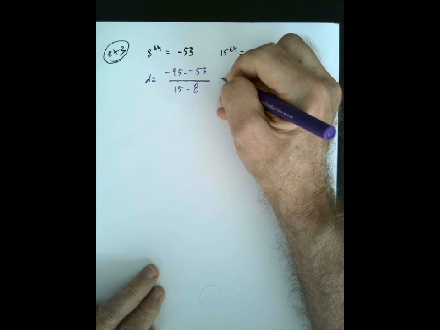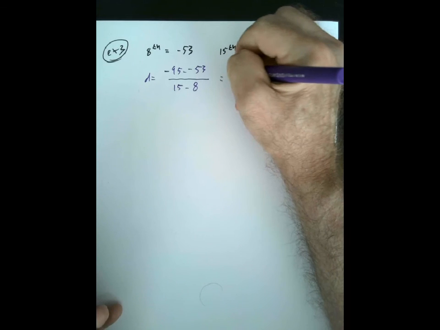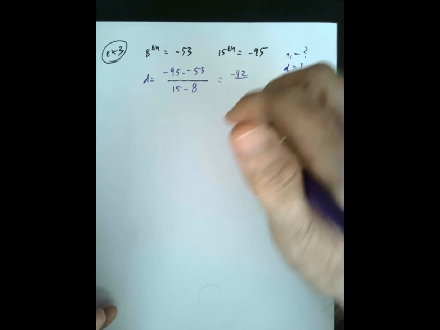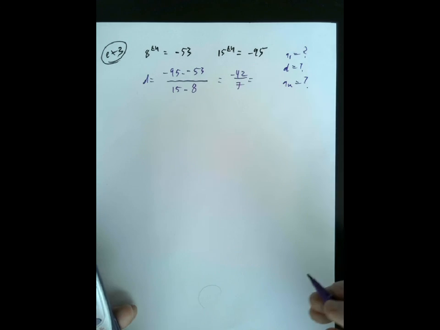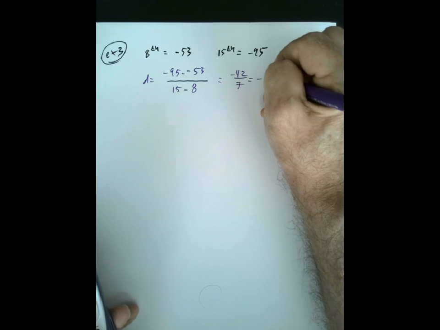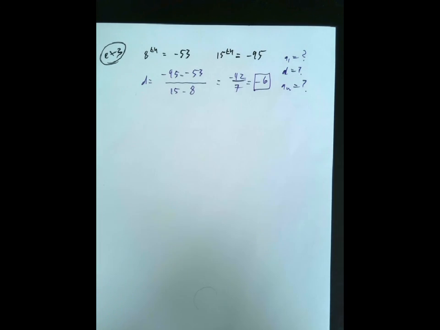Okay, so calculator work here. Negative 95 minus negative 53. That's going to give us negative 42. And then 15 minus 8 is 7. Negative 42 divided by 7 is negative 6. So you see D comes out to be negative 6.